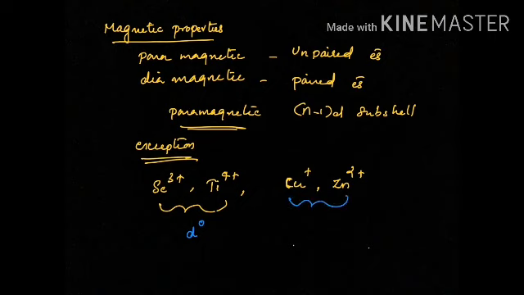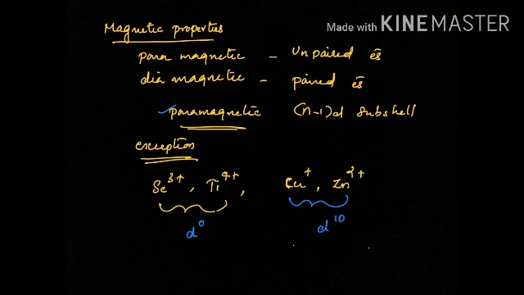Then Cu plus and Zn 2 plus: when you check the electronic configuration of these ions, we get d10, a completely filled d subshell. Again, all the electrons are paired. In this case they exhibit diamagnetic properties, else all the transition elements are paramagnetic and contain unpaired electrons in their shells.